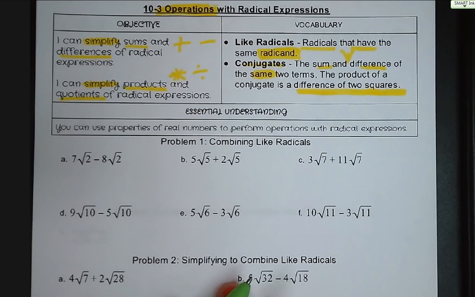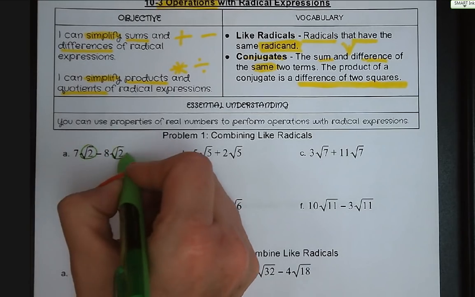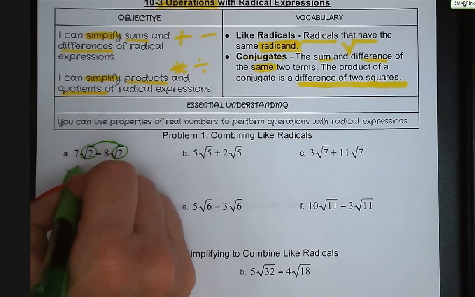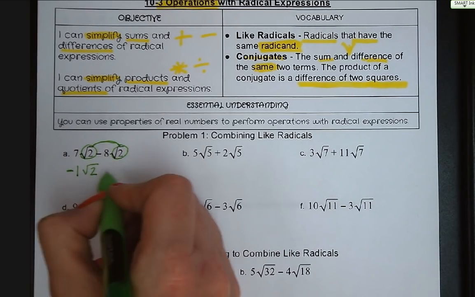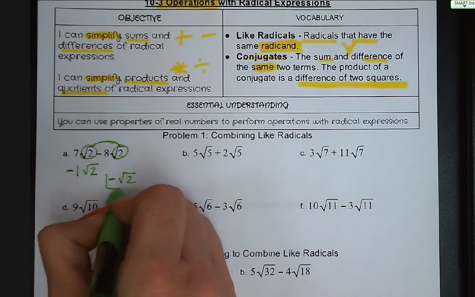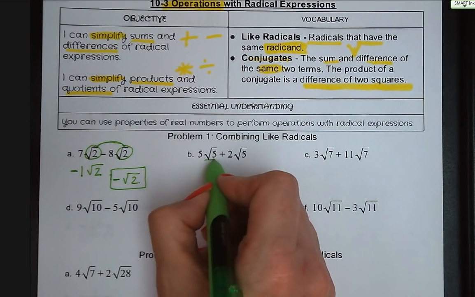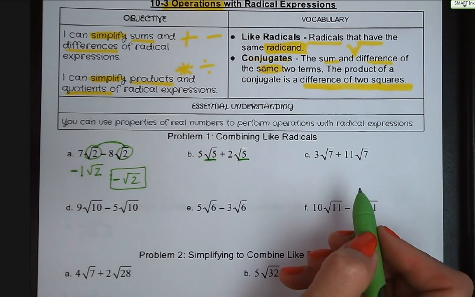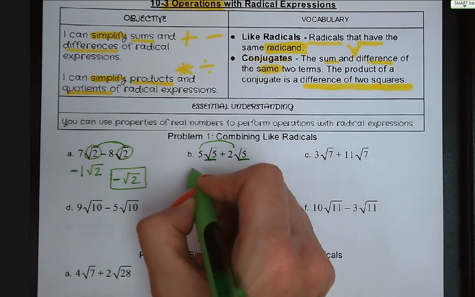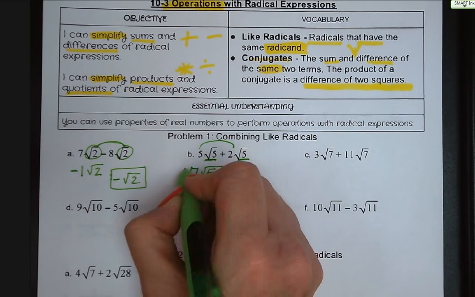So problem number 1, we're starting off with combining like radicals. We see that we have the same radicand. They're both square root of 2. So now we just have to subtract the coefficients. 7 minus 8 is negative 1 times the square root of 2, or you could write it as negative square root of 2. Both are acceptable. Letter B, we have square root of 5 and square root of 5, same radicand. So we are going to add our two coefficients. So 5 plus 2 is 7, square root of 5.